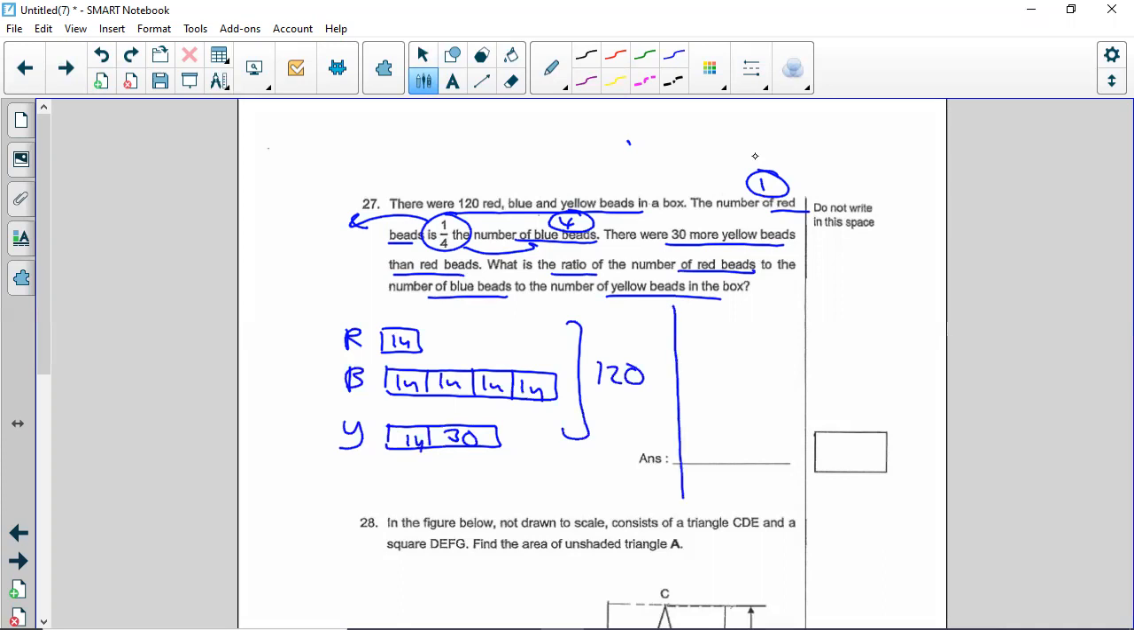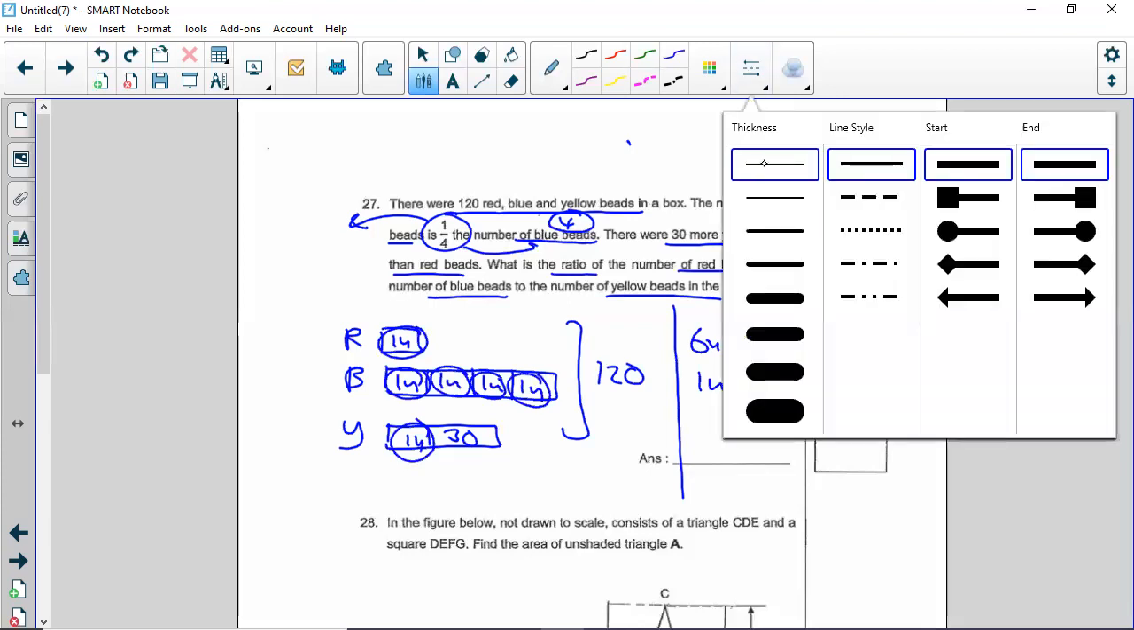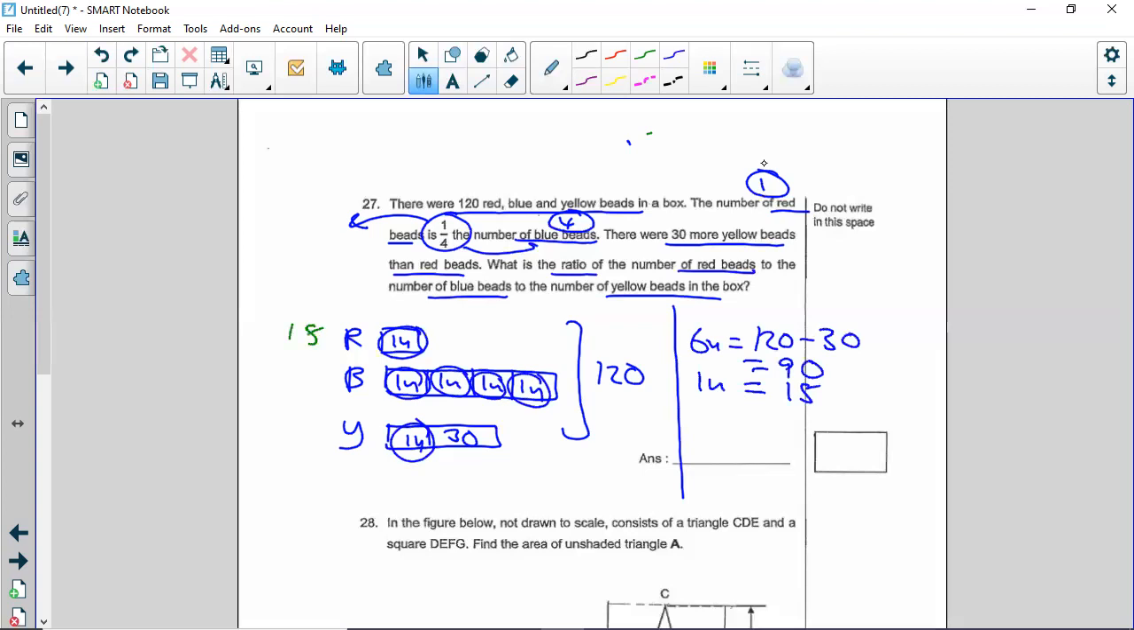All right, so add up all the units. So you have 1, 2, 3, 4, 5, 6. So 6 units is how many? So 120 minus 30, and you get 90. So 1 unit will be 90 divided by 6, 15. And then can you find how many red, blue, yellow? Yes. Okay, so how many red? Red is 15, right? 15. Blue is 4 units. So 15 times 4, 60. And yellow is 15 plus 30, right? 15 plus 30 will be 45.